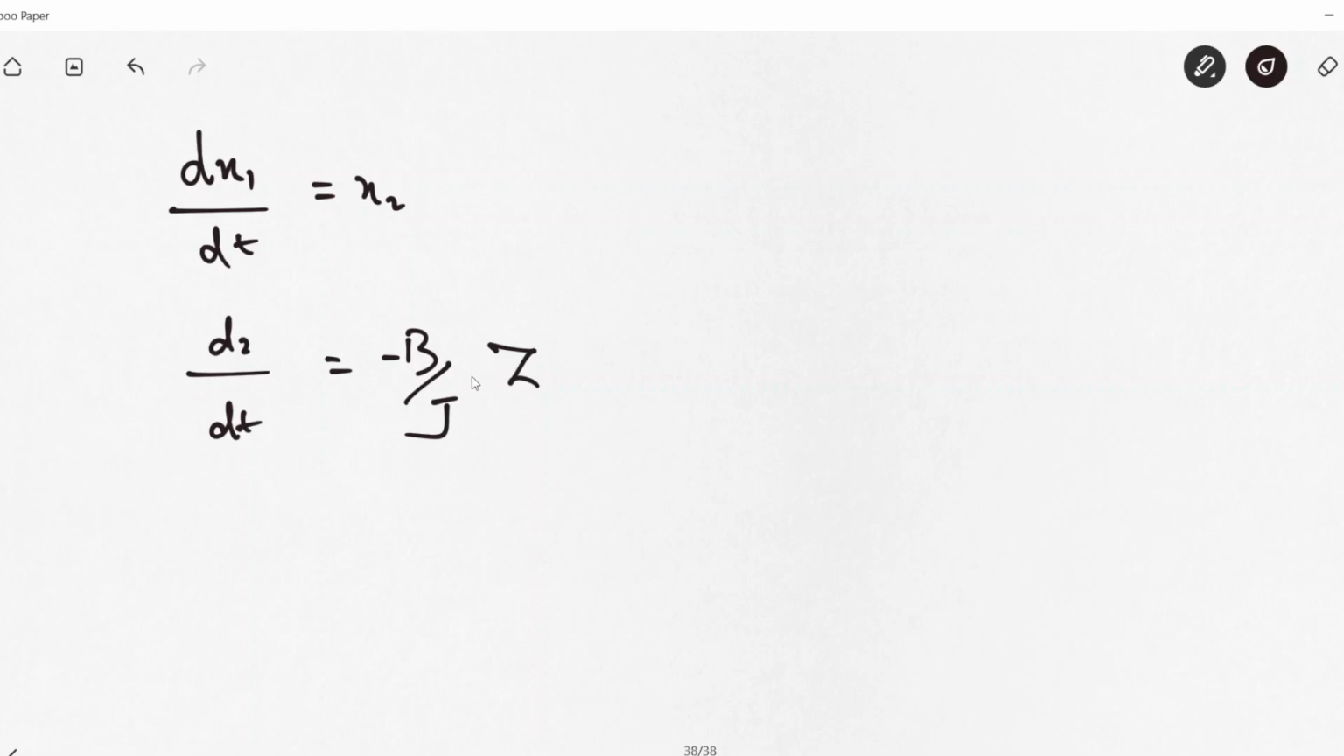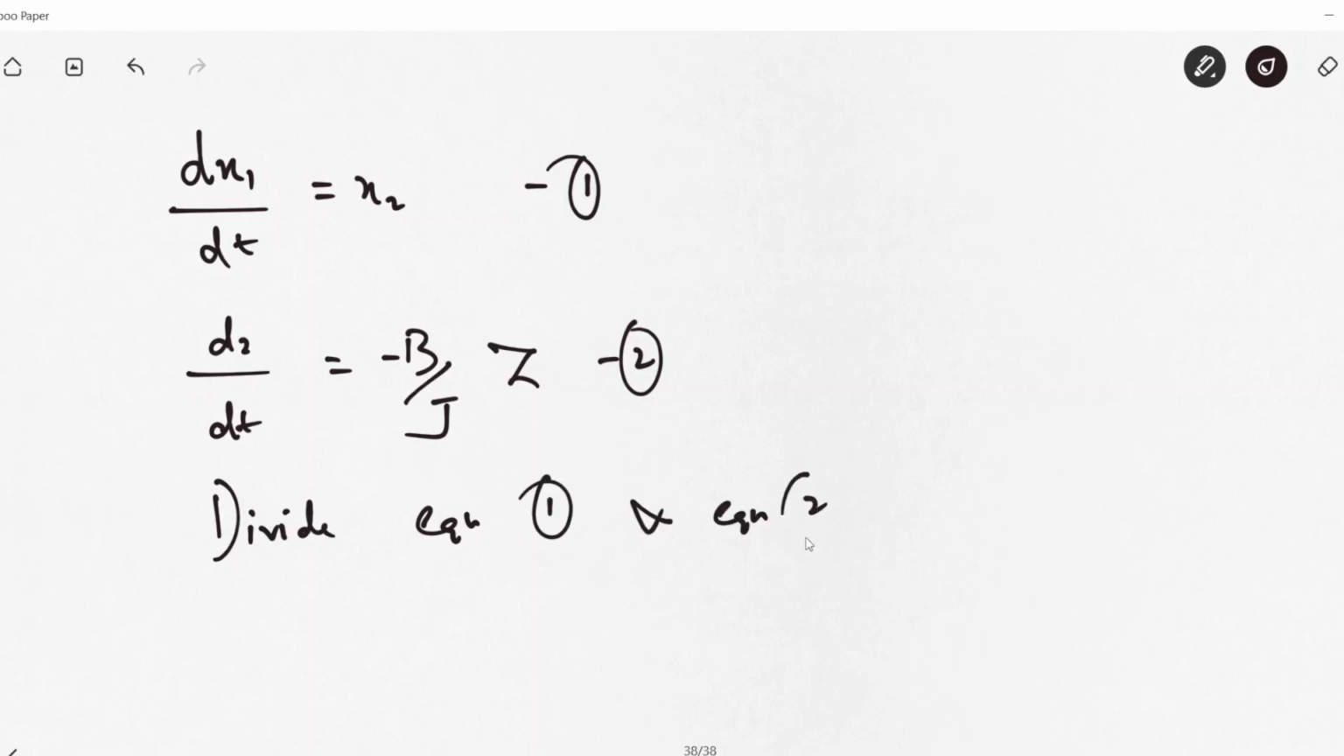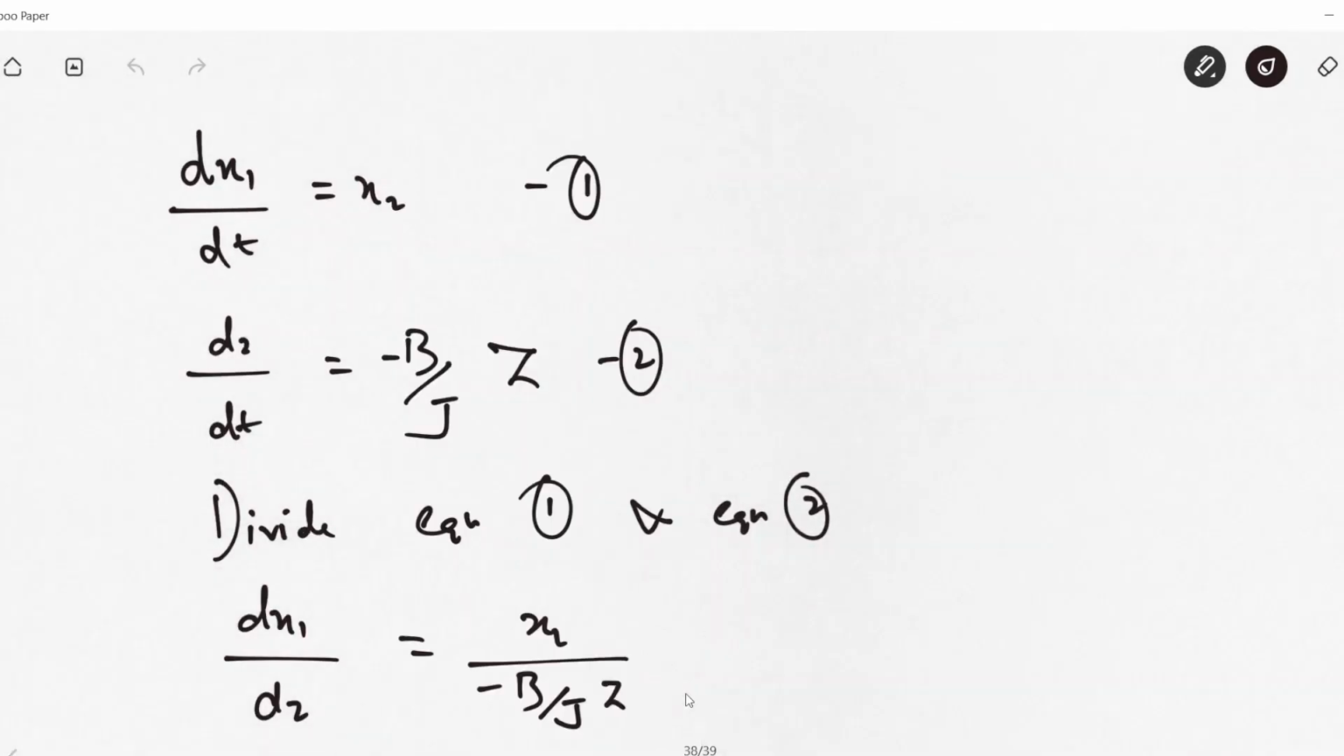So instead of having the variables x1 and x2, we also have z here. What we can do after this is divide equation 1 by equation 2, to eliminate t in these two equations. So we get dx1 by dz equal to x2 by minus b by J times z. Now in order to obtain the solution in terms of x1 and x2, dx1 by dz is equal to x2 divided by minus b by J times z. What is x2?